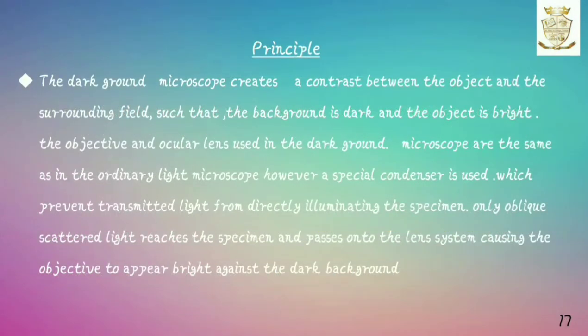The major principle of dark field microscopy is that the dark ground microscope creates a contrast between the object and the surrounding field, such that the background is dark and the object is bright. The objective and ocular lens used in the dark ground microscope are the same as in the ordinary light microscope. However, a special condenser is used which prevents the transmitted light from directly illuminating the specimen. Only the oblique scattered light reaches the specimen and passes on to the lens system, causing the object to appear bright against the dark background.